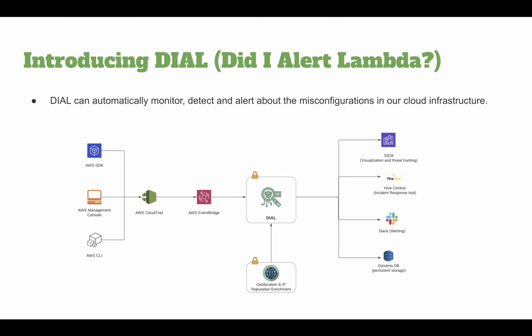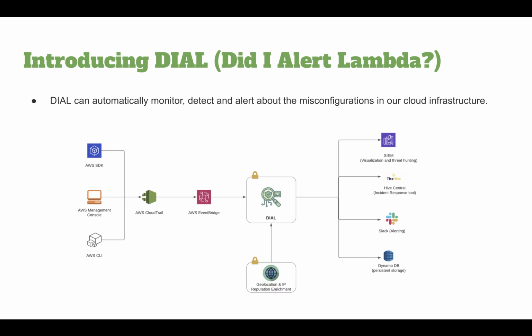Introducing Dial, the AWS alert Lambda. Dial is just a fancy abbreviation for a bunch of serverless code that we have written. If you can see in the picture, it is pretty clear what we are trying to do here. Whenever you perform any activity in your cloud, an API call is generated and all such activity is logged into CloudTrail. I'm talking specifically about AWS. It will be different in different cloud vendors, but the concept would be the same. So CloudTrail consists of all your APIs and activities happening in your cloud.